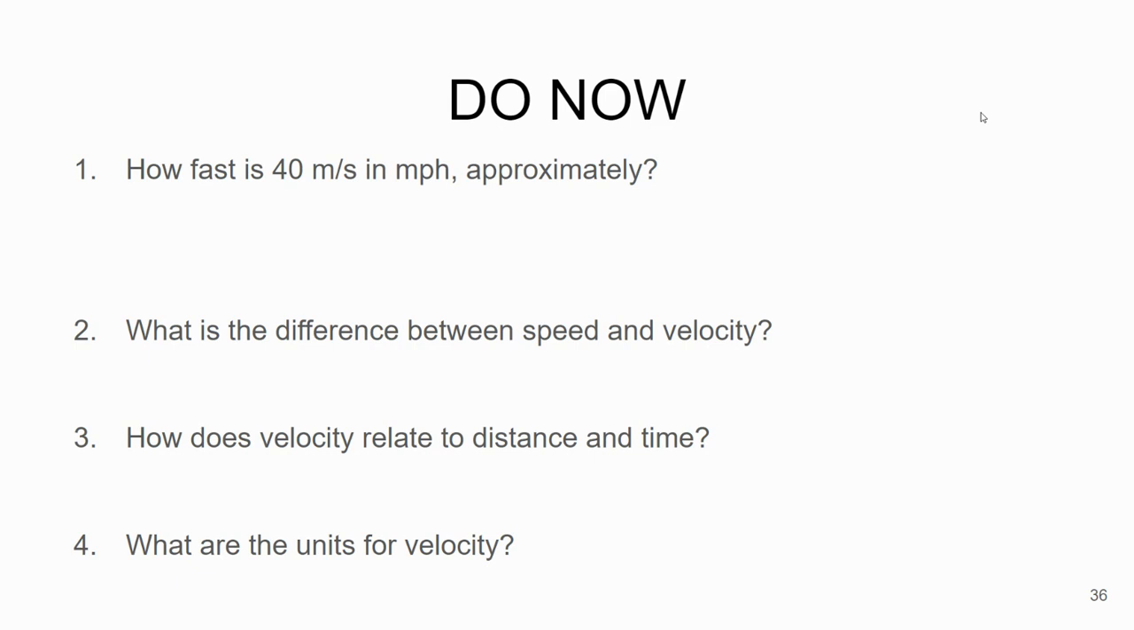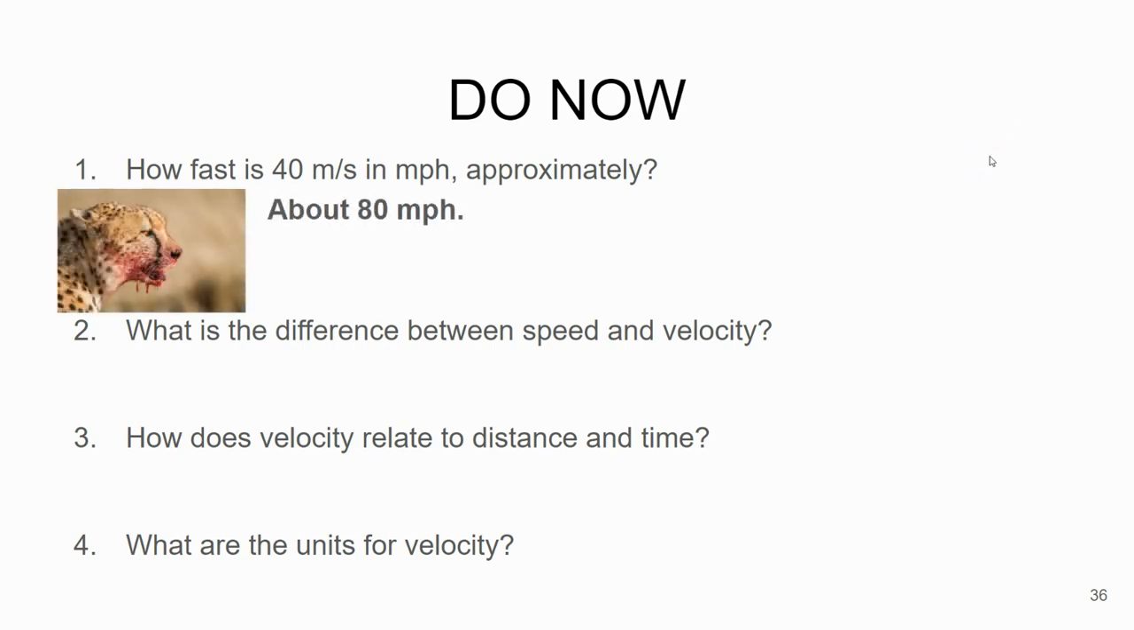So the do now questions. How fast is 40 meters per second in miles per hour, approximately? So remember the bloody cheetah. If you ever get a speed in meters per second, just double that number, and that will get you close enough to that speed in miles per hour. So it's not a great approximation. It's not super accurate, but it gets you in the ballpark.